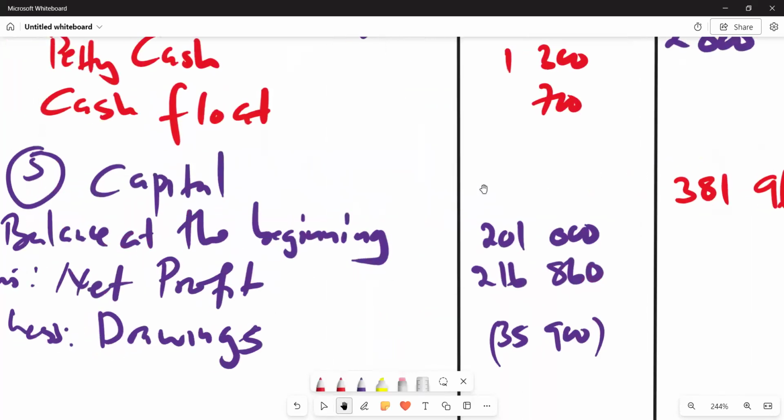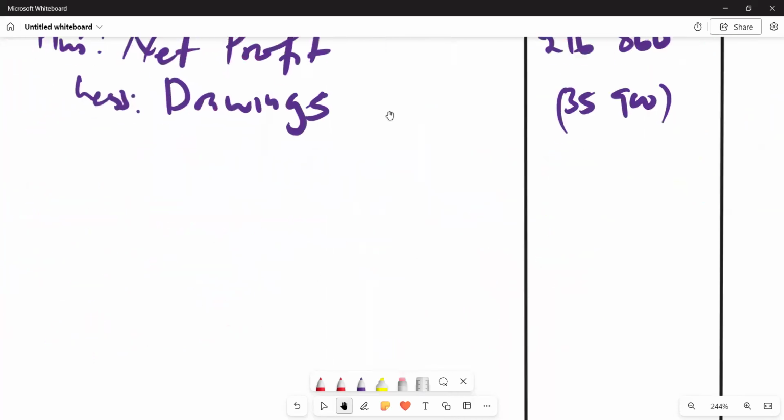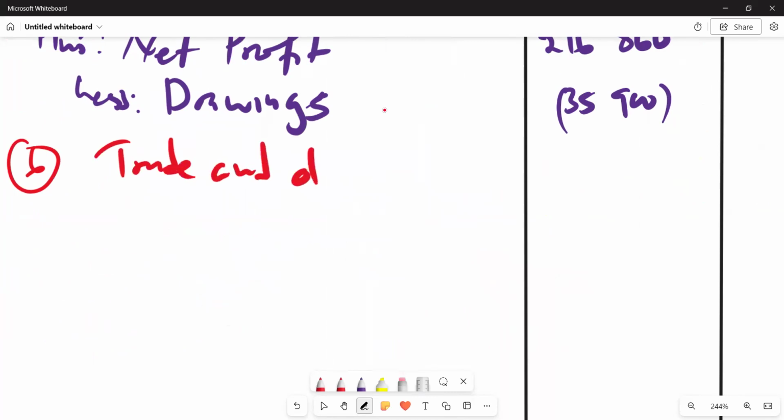So we go to the next note, which is note number 6, and we are going to prepare trade and other payables. For trade and other payables, the first item that you enter is the creditors control. And then after creditors control, you're going to enter other payables. The other payables that might be there are accruals of expenses or owings of expenses, and then we might have prepayments or income in advance.